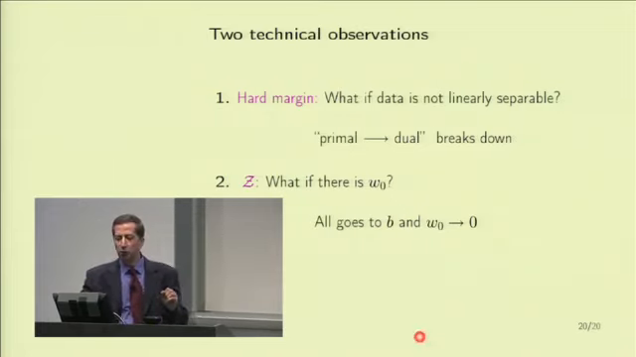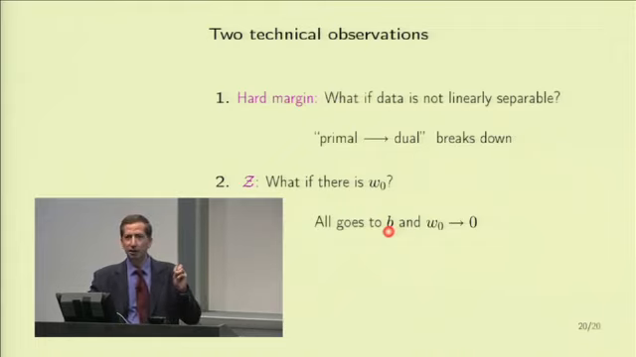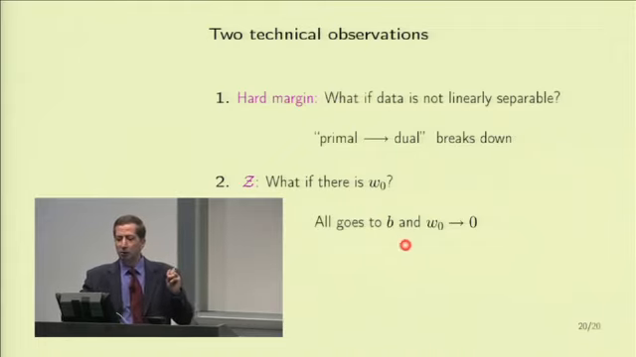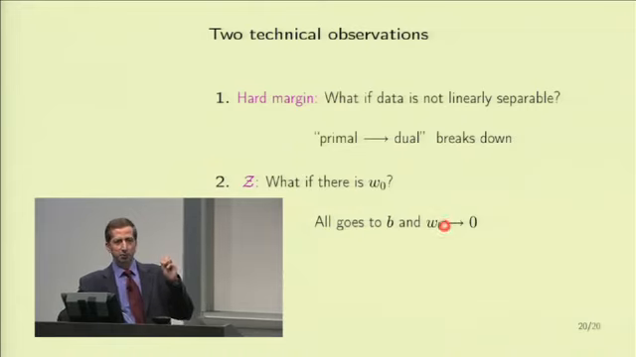Because when you get the solution, all of the corresponding weights will go to 0, and all the bulk of the bias will go to the B, okay? How do I know that? Because you are charged for the size of W, because it's part of W.